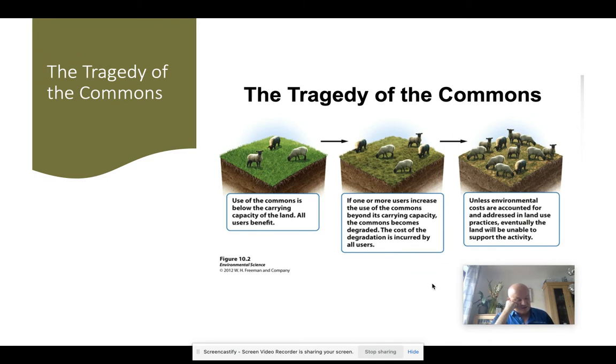In some cases, if there's no incentive for the land user to keep the land in good condition, then there is a danger that the resource is underutilized in lots of ways.